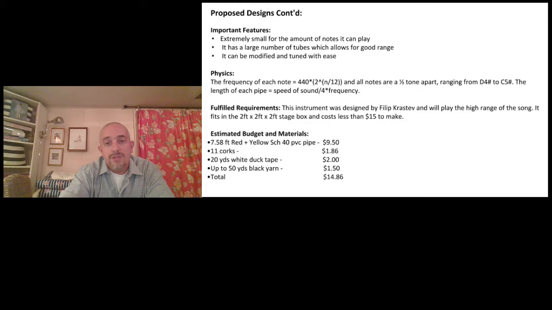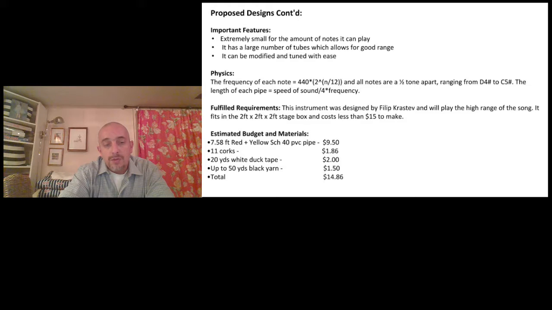The key features that I want to talk about are the tuning capability, number of tubes, and size. The fine-tuning capability of this instrument comes from the fact that instead of permanently closing the bottom ends of the tubes, I'm using corks that are able to move up and down the tube to fine-tune them, in essence shortening or lengthening the wind tunnel.